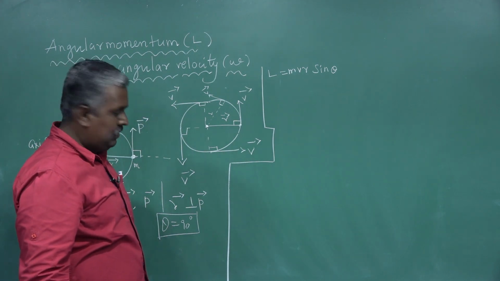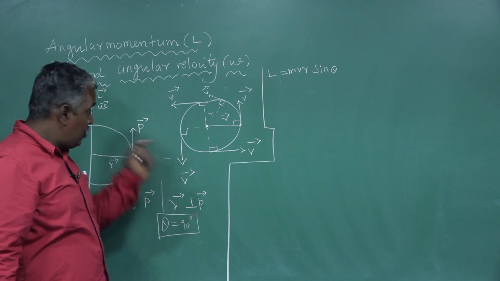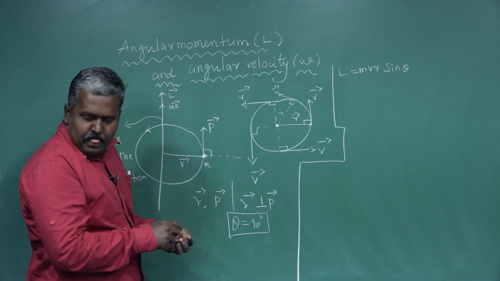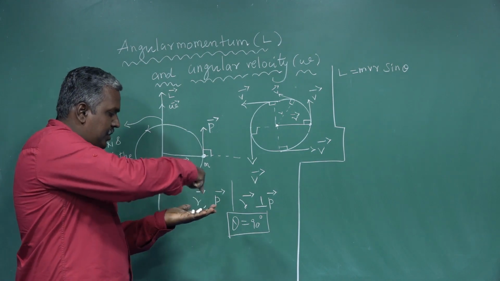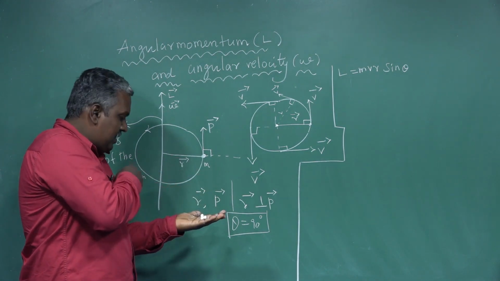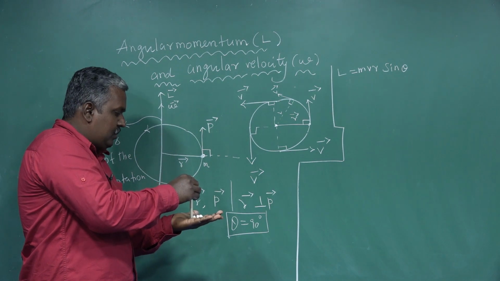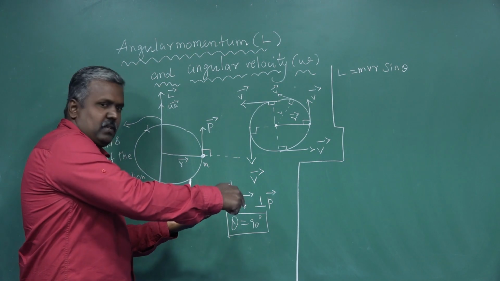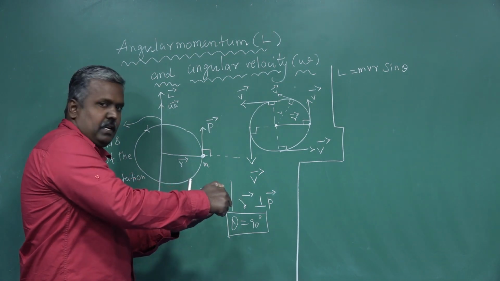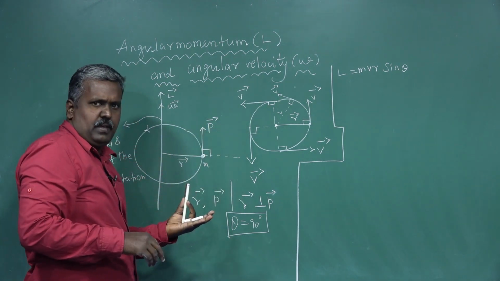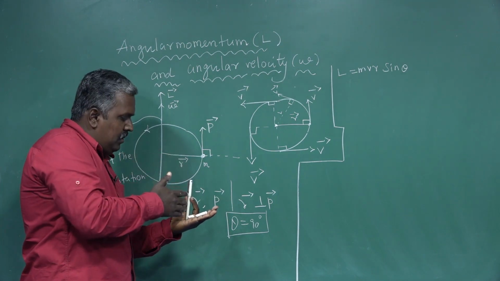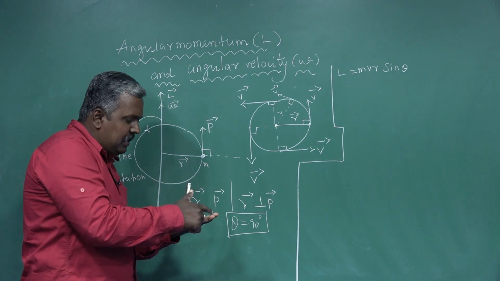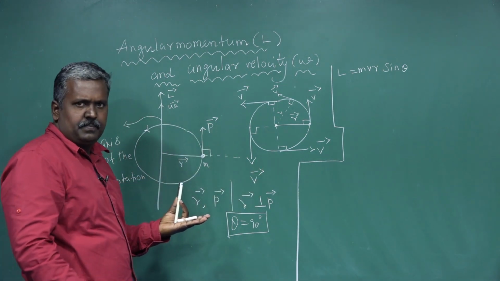Theta is equal to 90 degree. So L vector is like this. This is the axis of the rotation. This is the direction of the angular momentum. R vector like this, P vector like this. So L vector is perpendicular to both R vector and P vector.